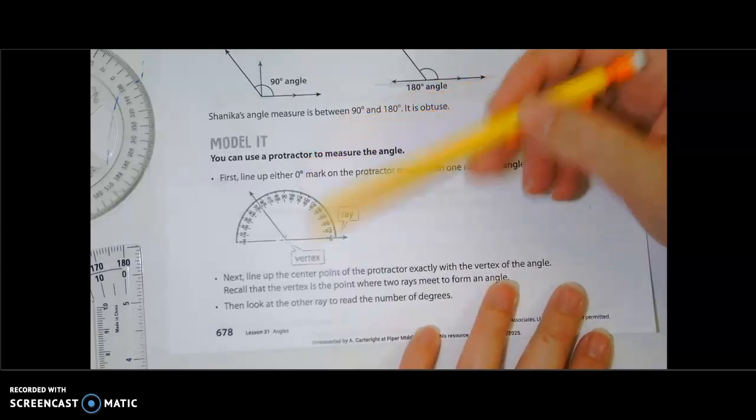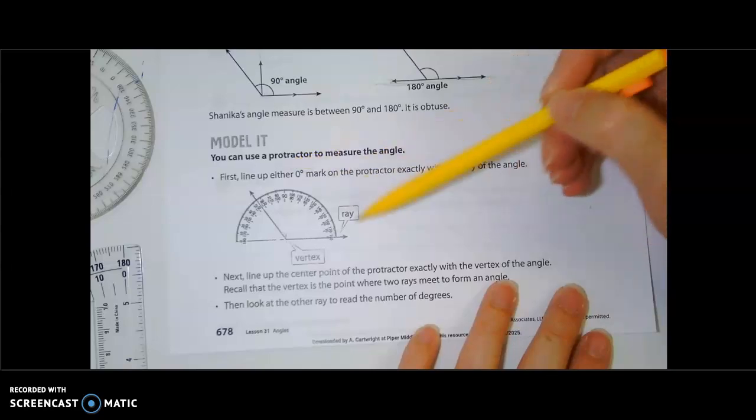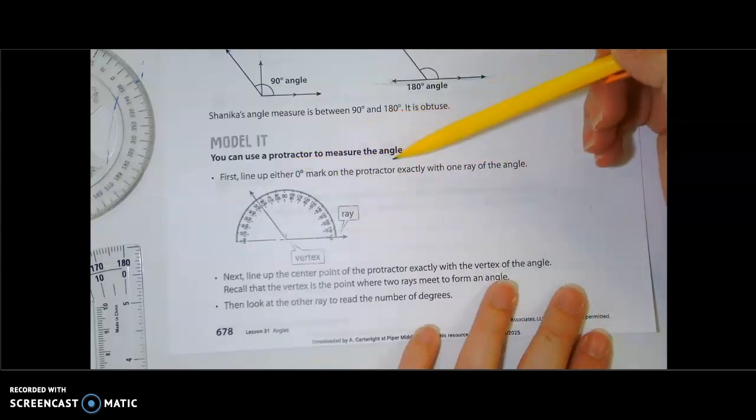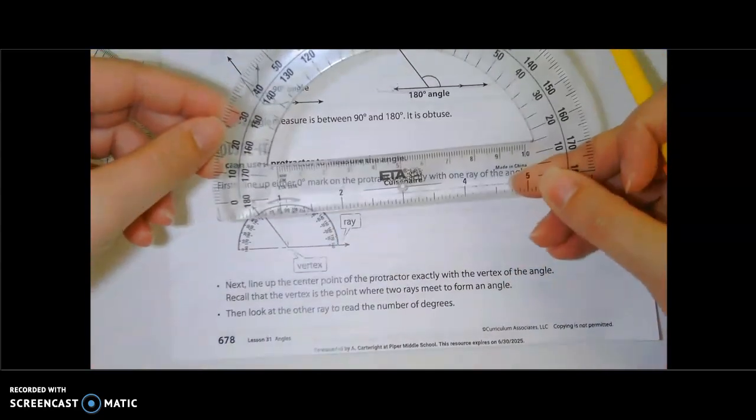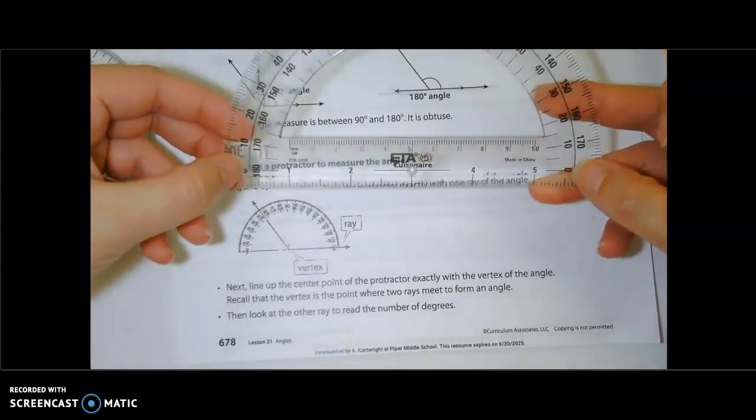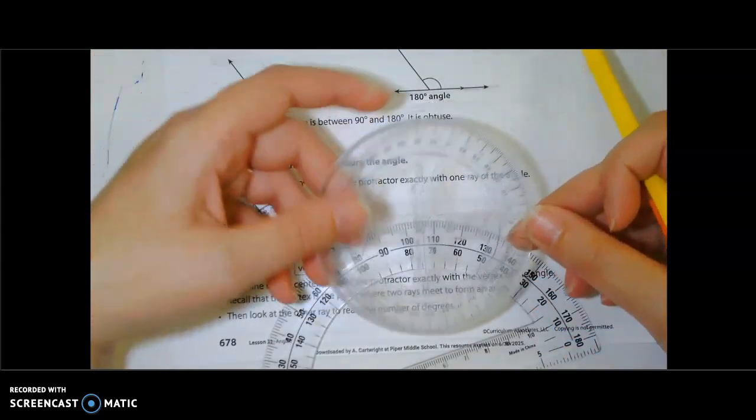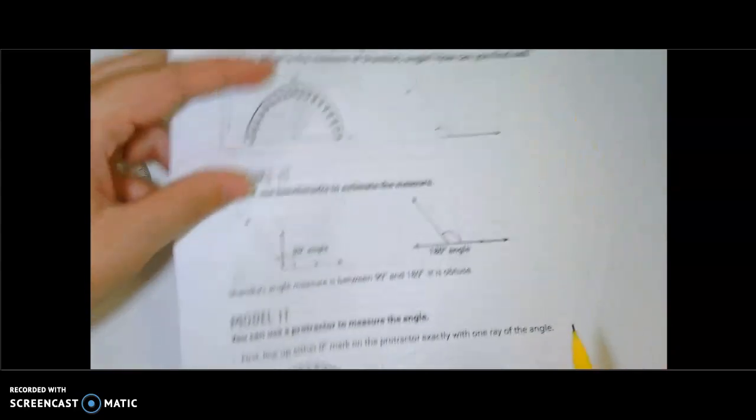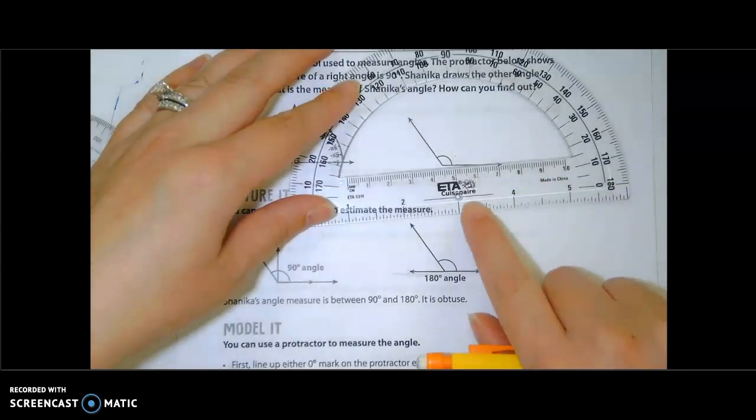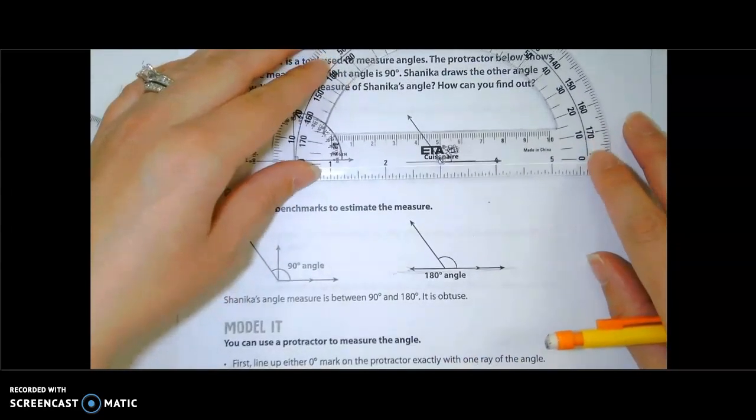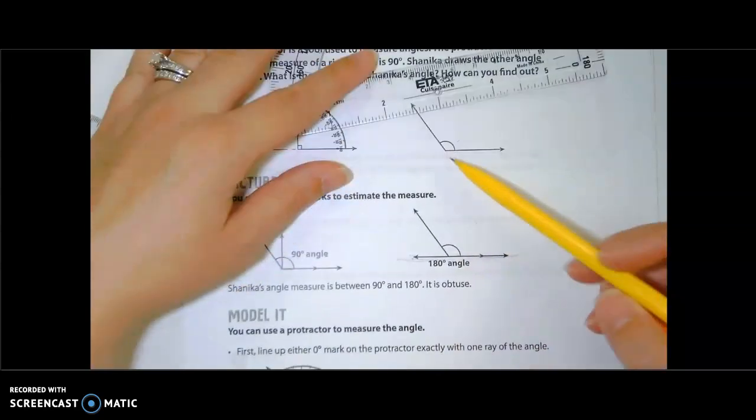And so these three talk us through how to use a protractor. So first you line up either zero mark on the protractor exactly with one ray of the angle. Now if you're using 180, you have 2 0 marks. If you're using the 360, you have 1 0 mark, and we'll talk about how to do it on both of them. So like if I come back up to hers, here's my 0 line. I'm wanting to line that up with 0. Now I also want to line up my center point.